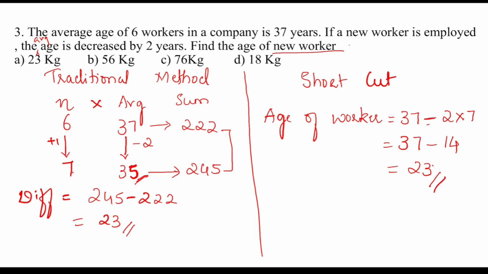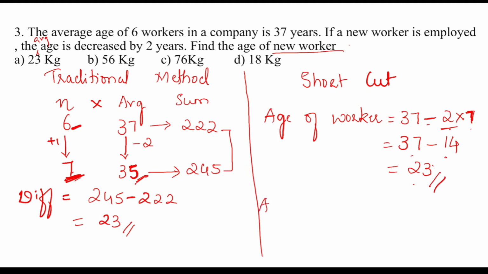So how much do you have to subtract? How much has it become less? 2 years less, isn't it? Of how many people? Always take the new number, not the old number. So the new number is 7, so 7 people's 2 years is becoming less. So 2 into 7 will be 14. So 37 minus 14 will be 23.